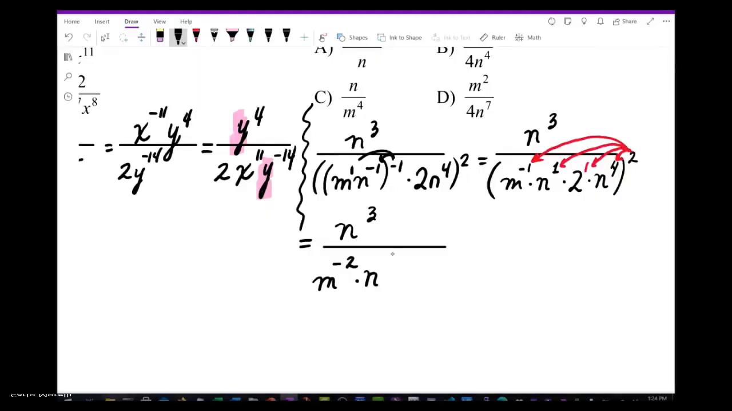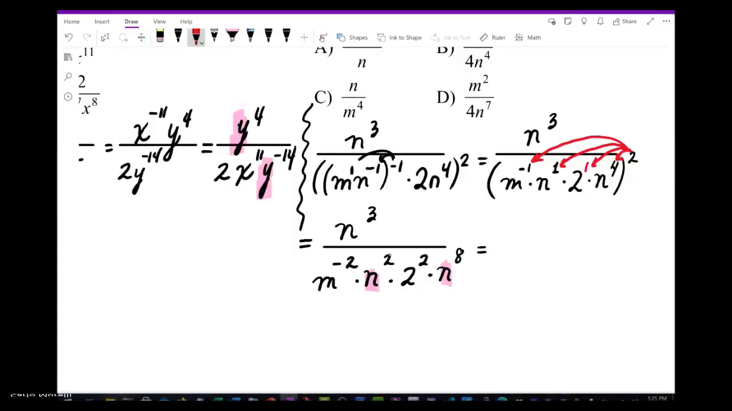Okay, so the next step is n cubed over, and now here we go. M raised to the power of negative 1 times 2 is m to the negative 2, times n raised to the power of 1 times 2, so it's n squared, times 2 raised to the power of 2, times n raised to the power of 4 times 2, which is 8.